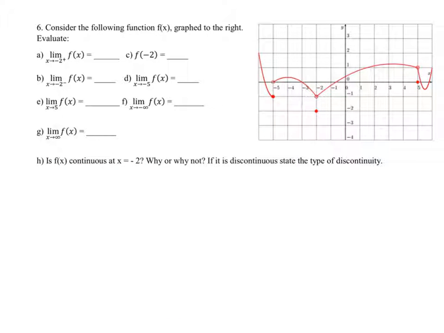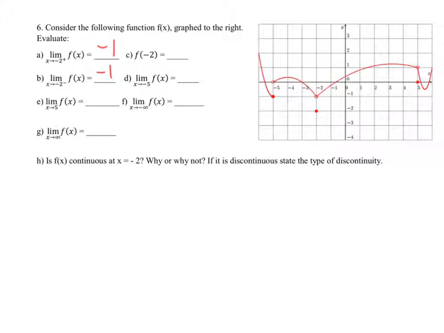The next question gives you a graph and asks you to evaluate several limits. The first question says, find the limit as x approaches negative 2 from the right. I'm going to look at negative 2 from the right, and I'm getting a value of negative 1. The next one says, find the limit as x approaches negative 2 from the left. I look at the left, and I'm also approaching negative 1. Because the left and the right meet, as a side note, I also know that the limit as x approaches negative 2, from both sides, exists. It has to be negative 1. That's just a side note.